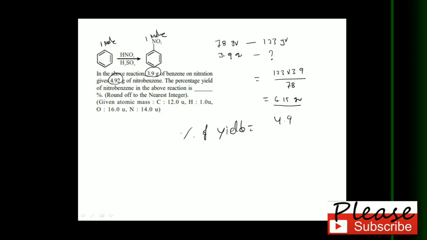This one, 9 by 6.15 into 100, equals nearly 79 point something. So that is rounded off to 80. So the answer is additive for this one. Okay, that's it.